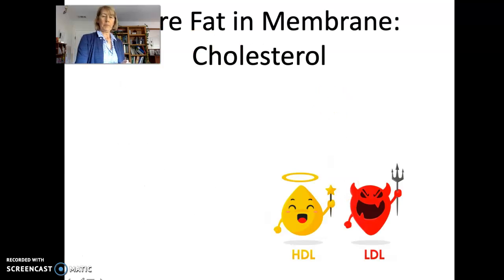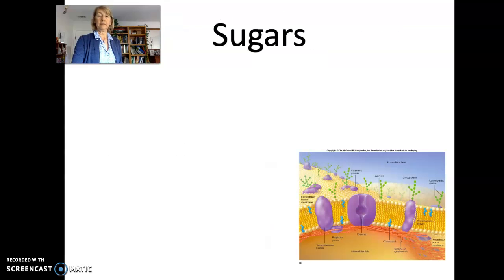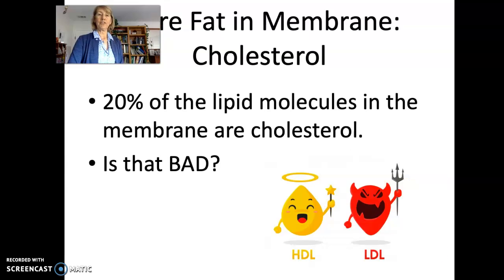There's more fat in the membrane. There's cholesterol. And we always think of cholesterol as such a problem, but we need it in the membranes. It's going to give flexibility to that membrane. So 20% of the lipid in the membrane is going to be cholesterol. Is that bad? And the answer to that question is no, it's not bad. You need it in there.